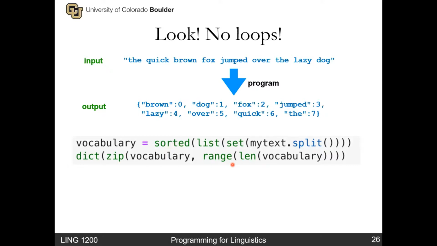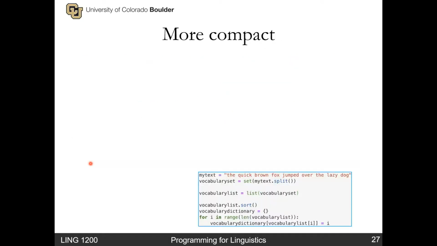So that's going to give us an iterator of tuples, which we can then pass as an argument to the dict function, which will convert that iterator of tuples into a dictionary, pairing each element in the tuple as key and value. And we'll get the output that we want. So that's a functional solution.